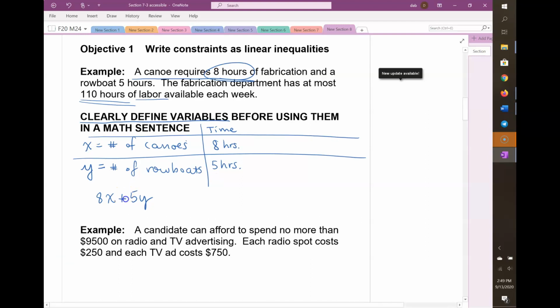And then I need to add those together because I'm going to total them up. And this can be at most 110. So it can be 110, but we'd be even happier if it was less than 110. So this is writing a constraint as a linear inequality.